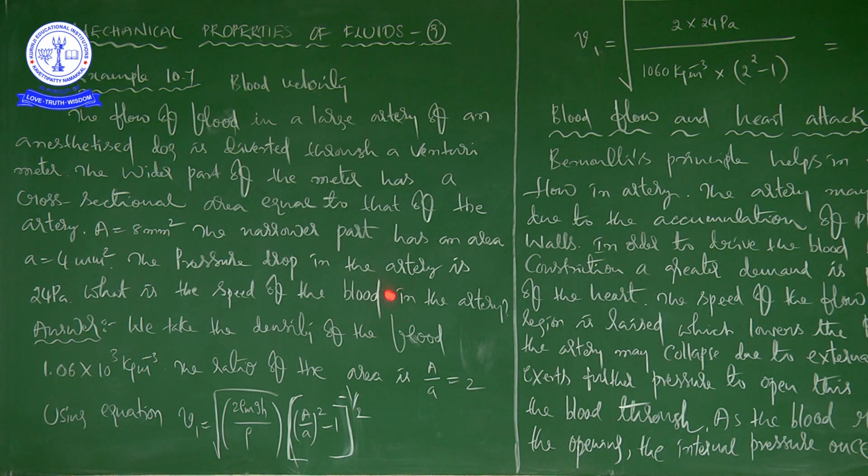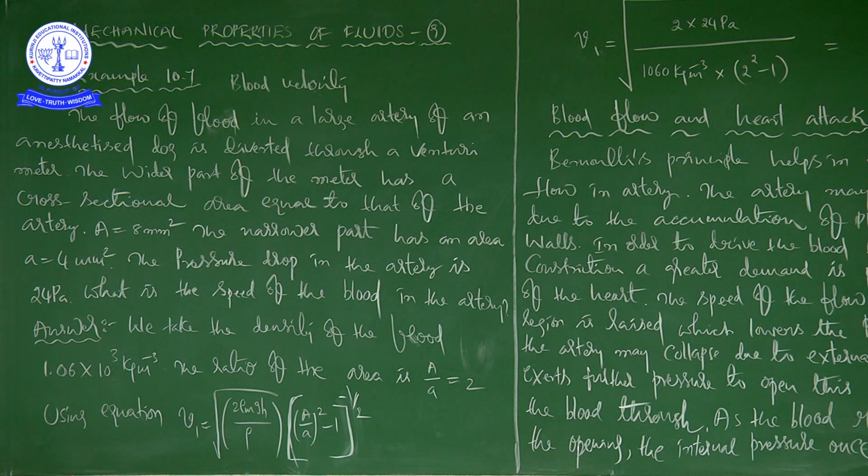Right. Now, the narrower part has an area small a is equal to 4 millimeter square. The pressure drop in the artery is 24 pascal. What is the speed of the blood in the artery? That is the question. So finally, ultimately, we have to calculate the speed of the blood in the artery.